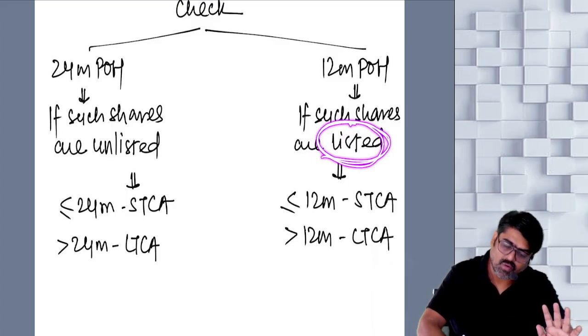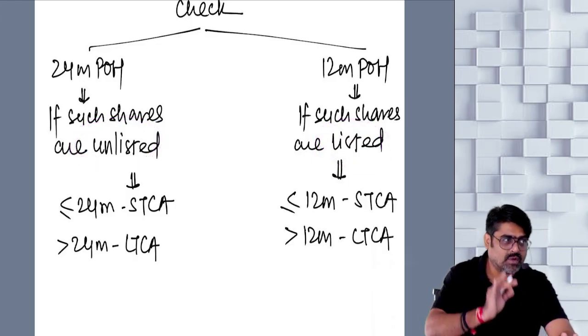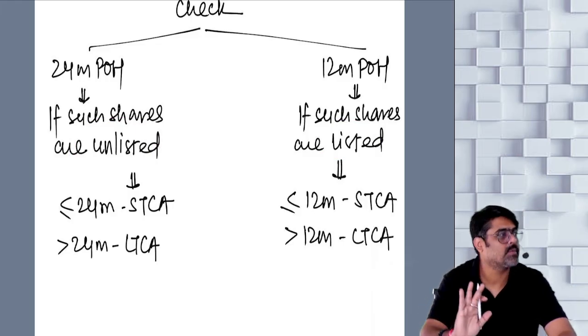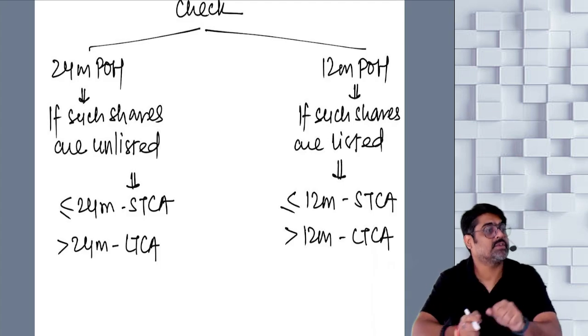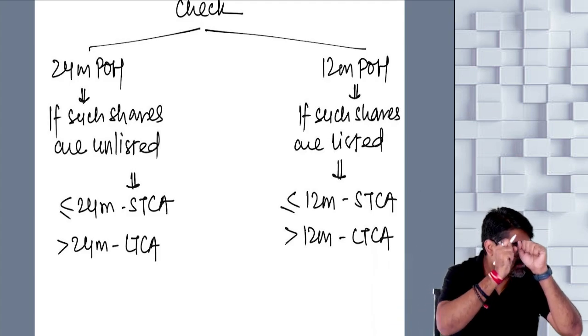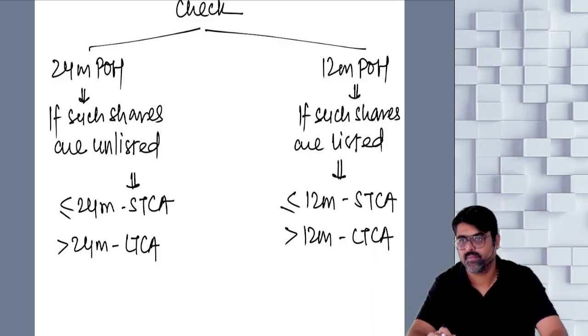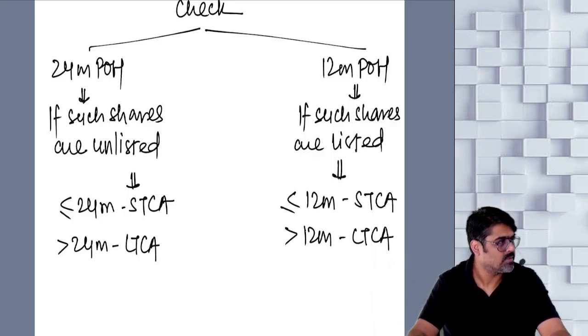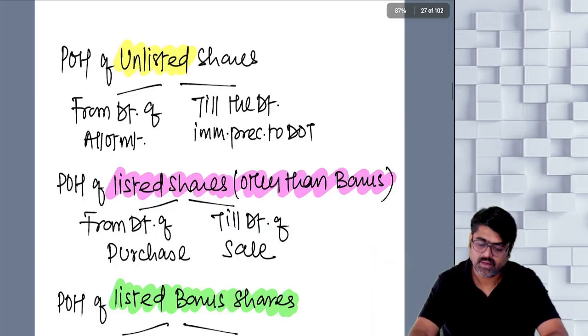Then, sir, what if the shares are unlisted? The period of holding will always start from the date of allotment, whether the shares you acquire, whether the shares are given as bonus, whether the shares are given as right shares. Always start from the date of allotment, till the date immediately preceding the date of transfer. Understanding? Done, sir? So this is the end of 55 2A.